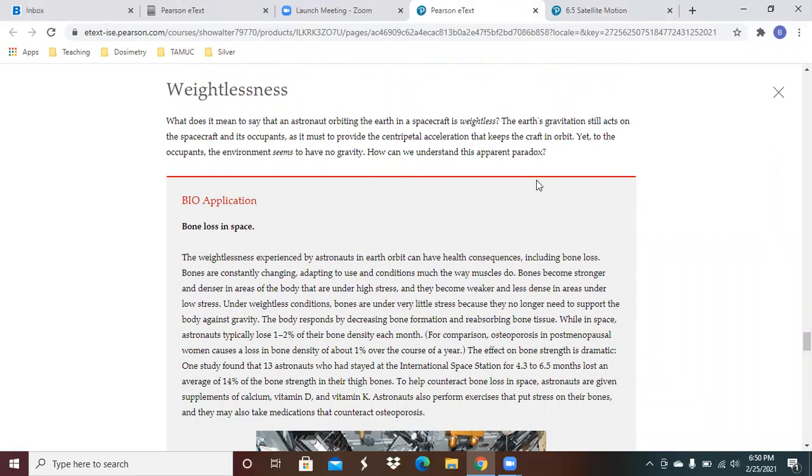So what does it mean to say that an astronaut orbiting the Earth in a spacecraft is weightless? The Earth's gravitation is still acting on the craft and its occupants, as it must to provide the centripetal acceleration that keeps the craft in orbit. Yet the environment seems to have no gravity.